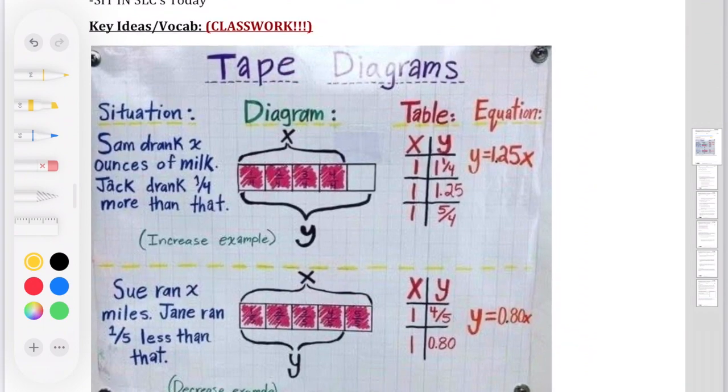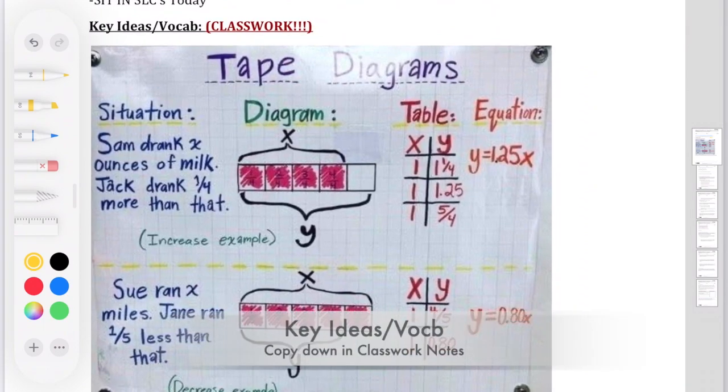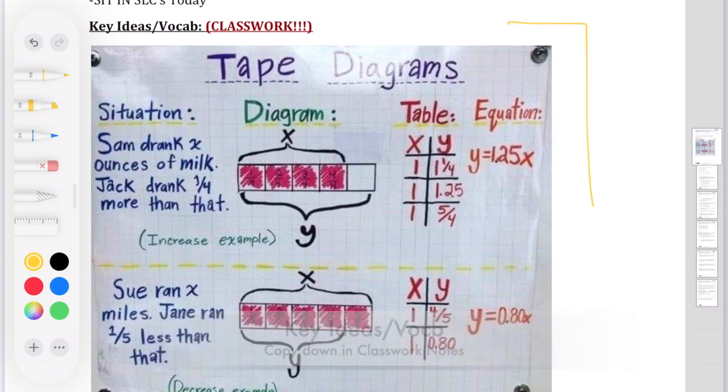Our key ideas and vocab, we were going to put this in our classwork for our intro, is to copy down this tape diagram and write down these example situations. So we have our diagram, how we put it into a table, and then reviewing our y = kx equation. Sam drank x ounces of milk, Jack drank 1/4 more than that. So you have a tape broken up into fours or quarters, and then Jack drank a quarter more, so our new amount for Jack would cover this whole distance, where the original amount only covered that.